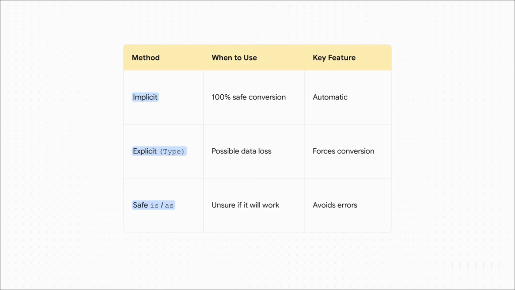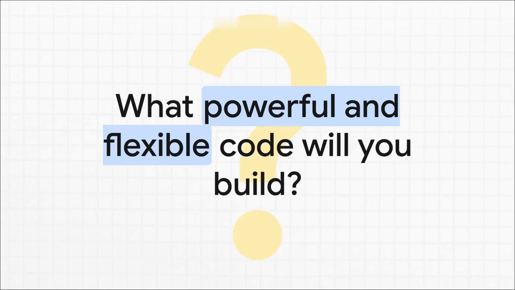And finally, for any situation where you're not totally sure if a cast will succeed, always reach for the safe operators, is and as, because avoiding a crash is your top priority. When you boil it all down, typecasting is really about giving you, the developer, more control and flexibility. It's a powerful tool that lets you look at the same piece of data in different ways to solve really interesting and complex problems. So that just leaves one final thought for you to take away. Now that you understand how to change a variable's identity, what kind of powerful and flexible code are you going to build?